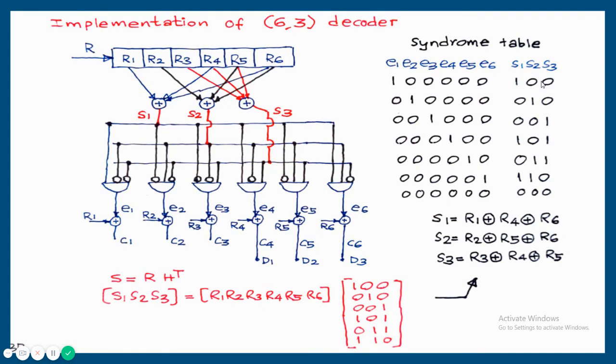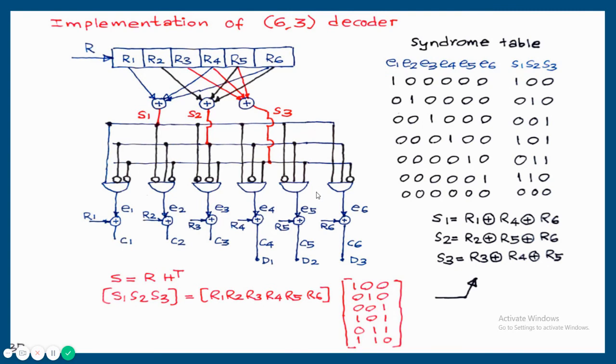The first combination is 1, 0, 0. That is why here 1 and inverters. Next combination is 0, 1, 0. So inverter, direct connection, inverter. Next combination 0, 0, 1. So that you can see here 0, 0, 1. Next combination 1, 0, 1. So 1, 0, 1. It's a clear indication of how the decoding table is implemented here.